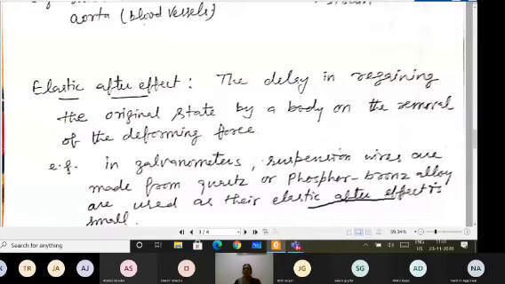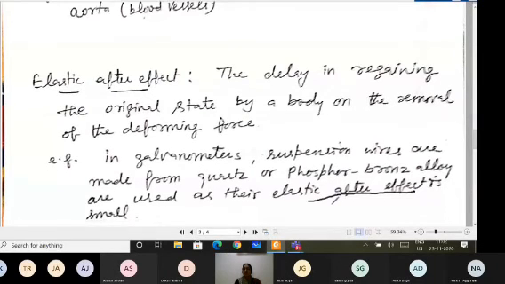So if I know what elastic after effect is, then I can find the elastic after effect of different materials, and accordingly I can make alloys and use those materials for various purposes. So the question can be asked: which material should you prefer for making suspension wires, and why, and what is elastic after effect. So all these terms you should be able to tell.